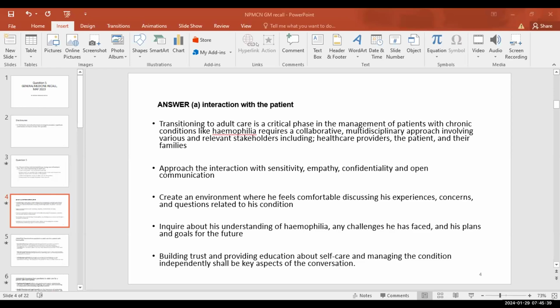So I was asked to interact with you in order to plan how we are going to move you from pediatric clinic to adult clinic. I hope I'm talking to the right person. Yes, you can go ahead.